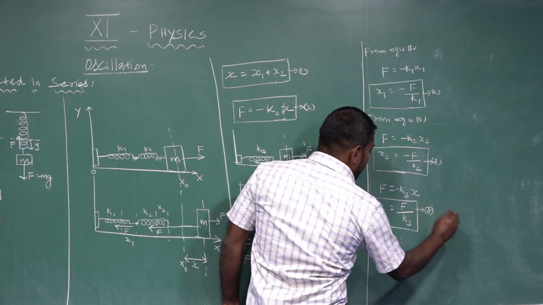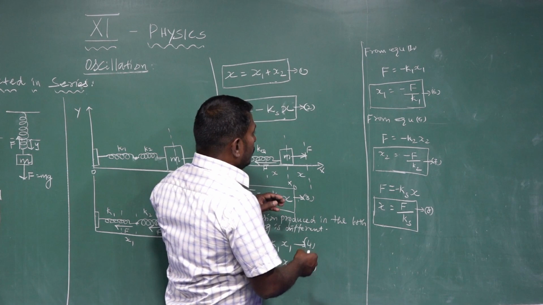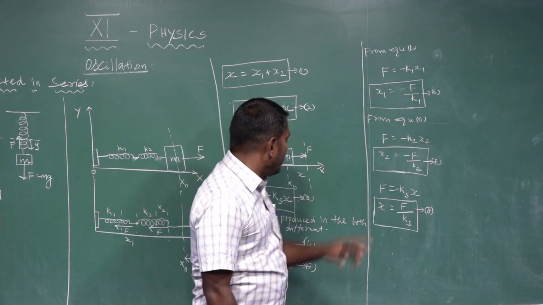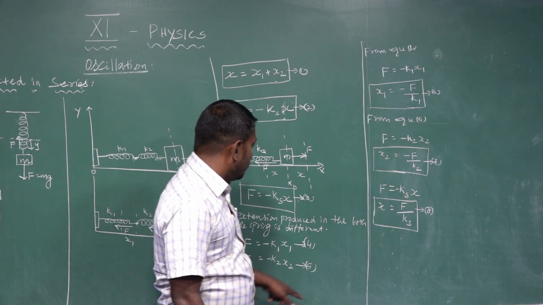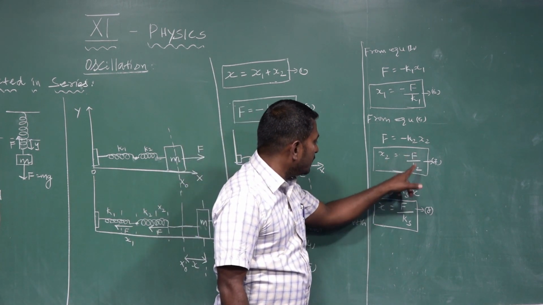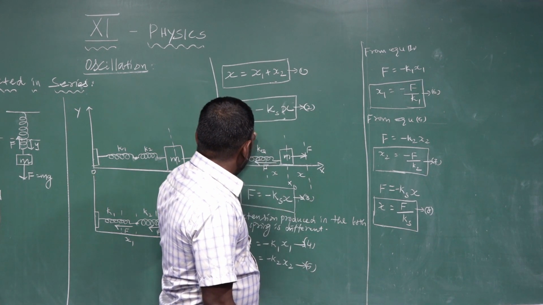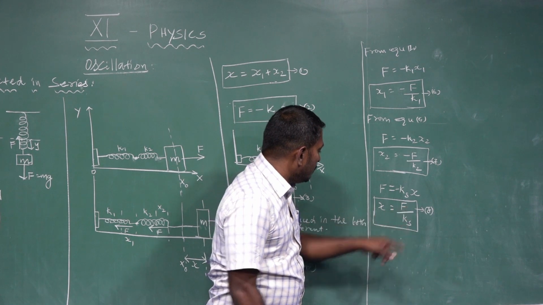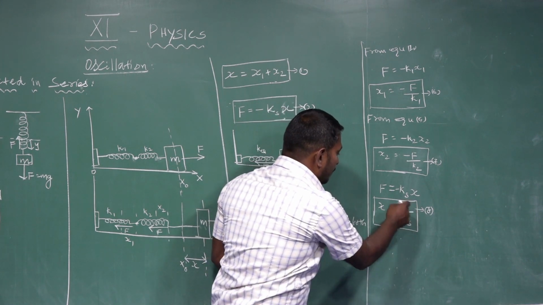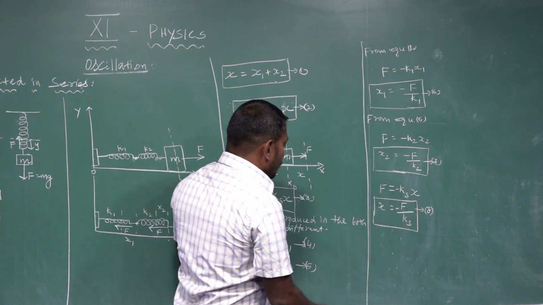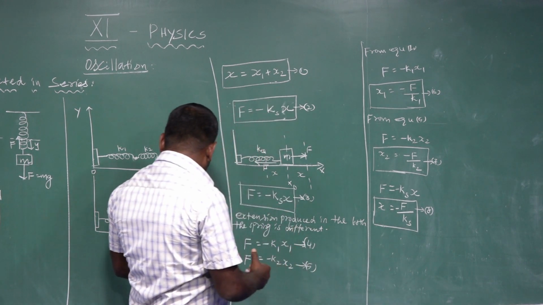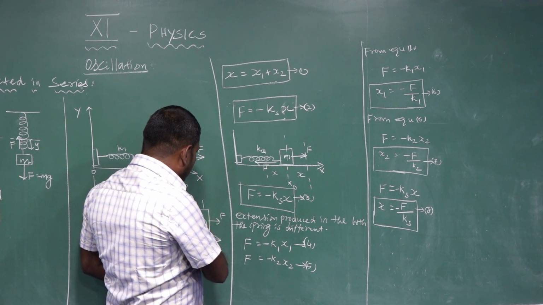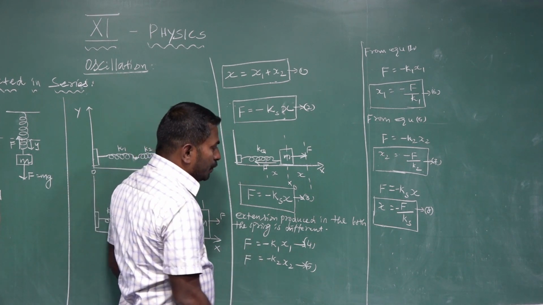Equation number 8. From equation 4, x1 is equal to minus F divided by K1. From equation 5, x2 is equal to minus F divided by K2. Then F is equal to minus Ks into x, so from that equation, x is equal to minus F divided by Ks. How do we calculate the total displacement produced by the point mass after application of the external force?